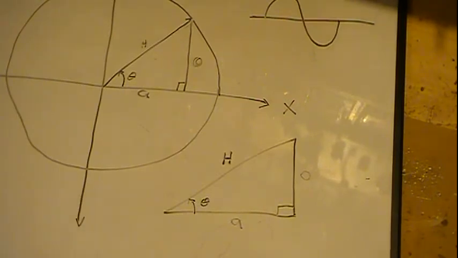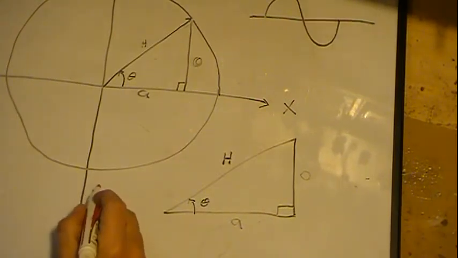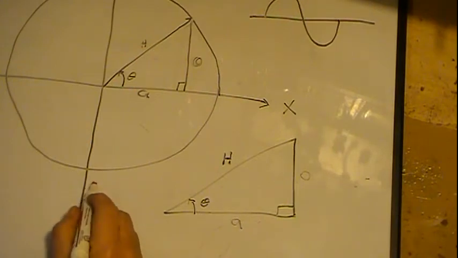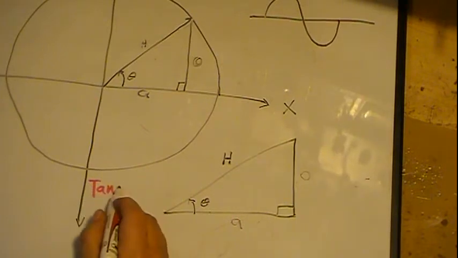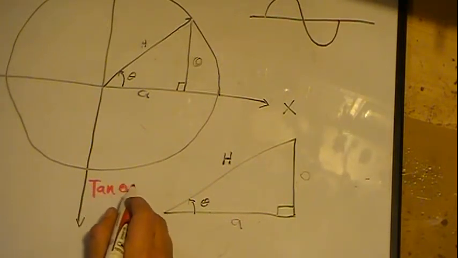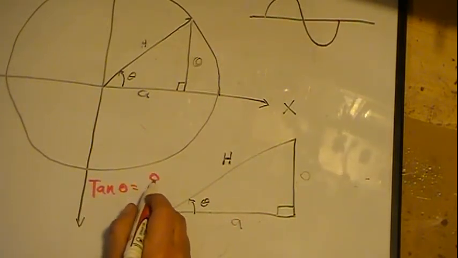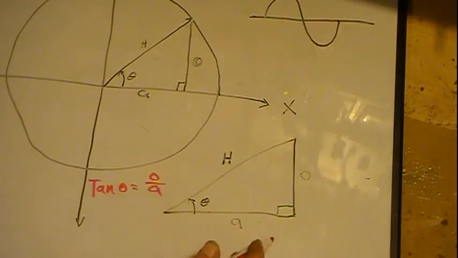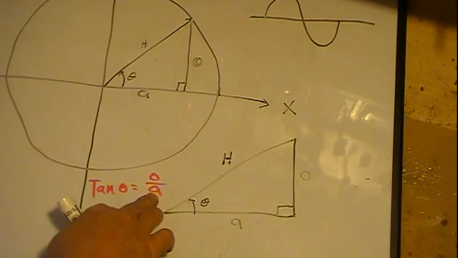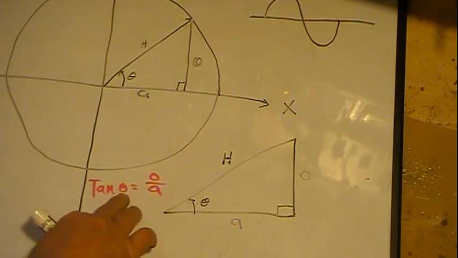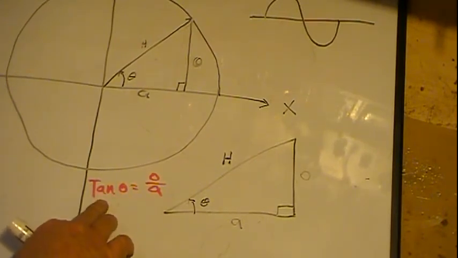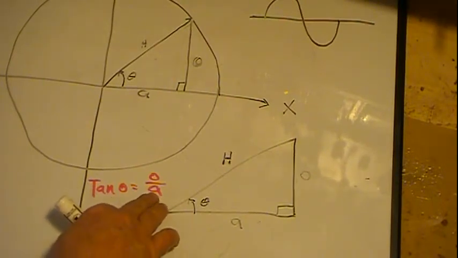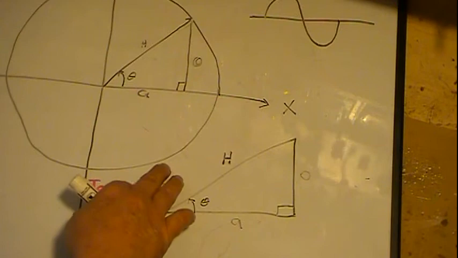So you have the tangent of theta equals opposite over adjacent. Well, I know this angle, so I can perform the function. You know, I can take my calculator and find it, but I don't know this. I need to solve for this.